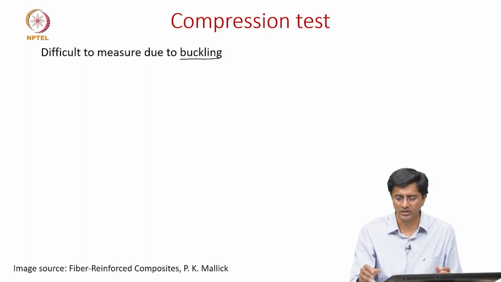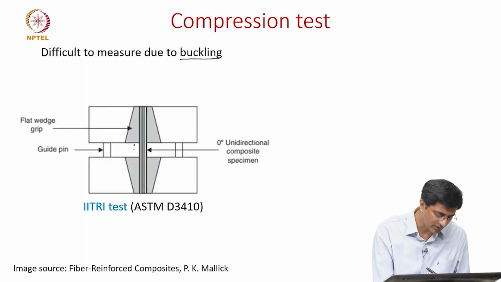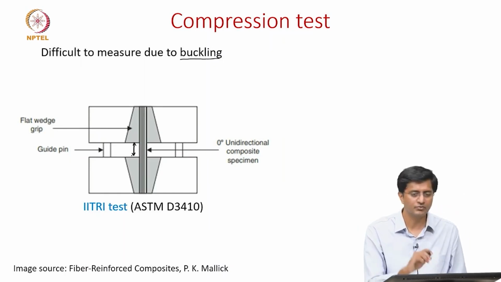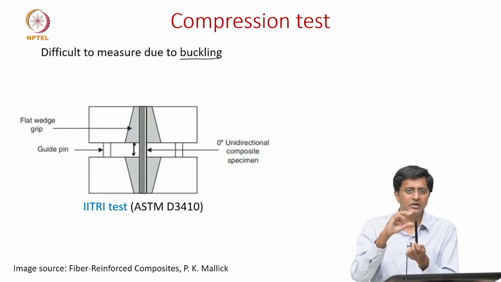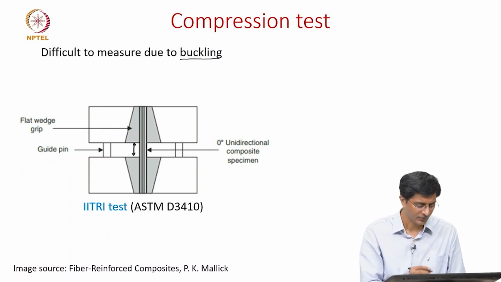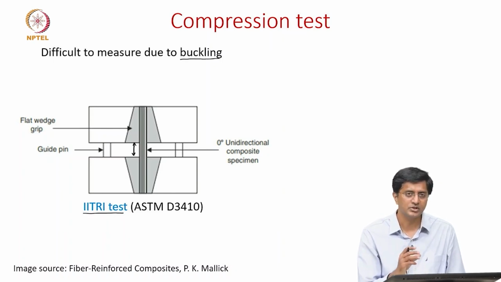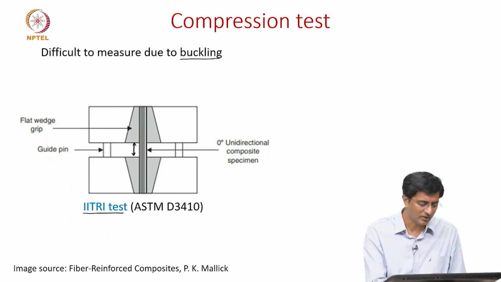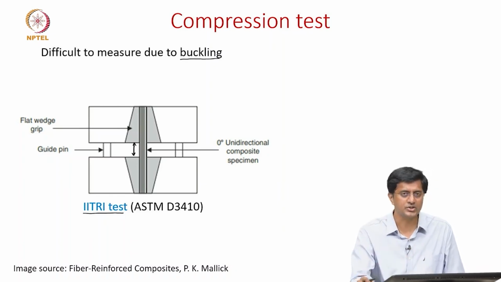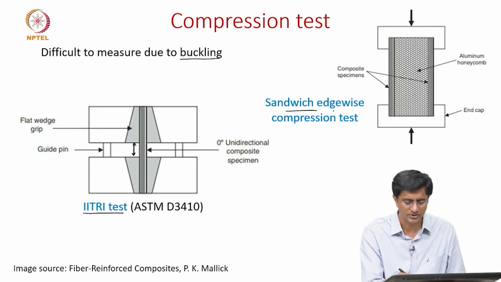So how do we avoid buckling? One way to avoid buckling is to ensure that the length of the specimen is limited. If the height of the specimen is limited, then the buckling loads are high, so the failure will first happen in compression and then go to buckling. So here is one of those tests, the IIT test, which ensures that we can find the compression properties by avoiding the buckling. But there are other methods also to find the compression properties, which include the sandwich edge compression test.